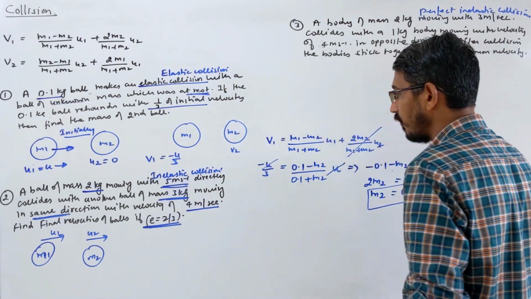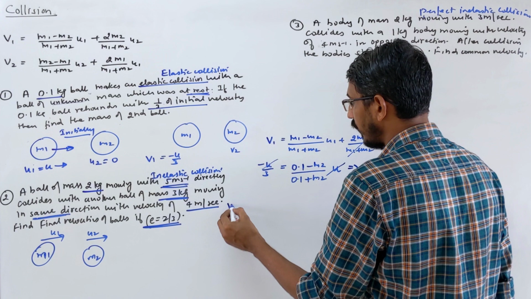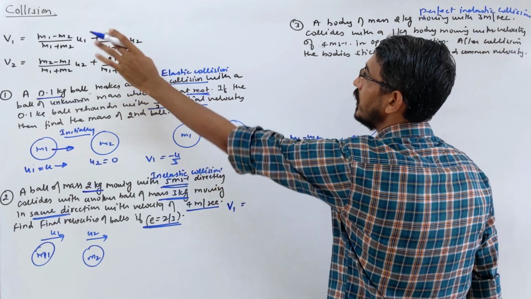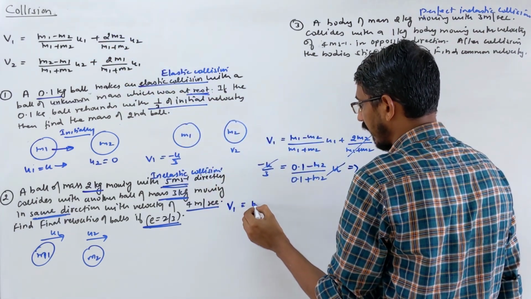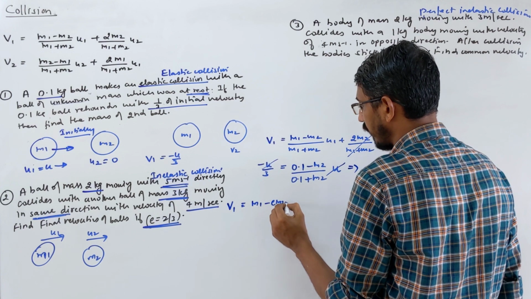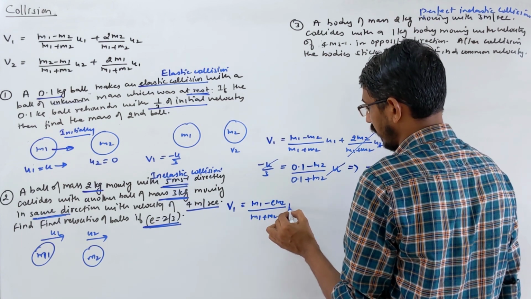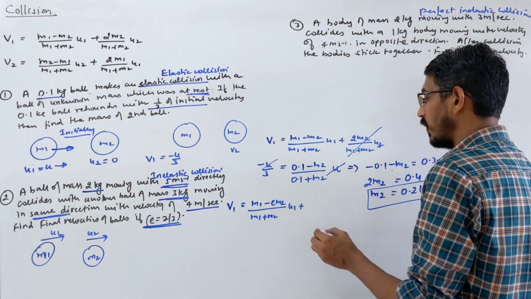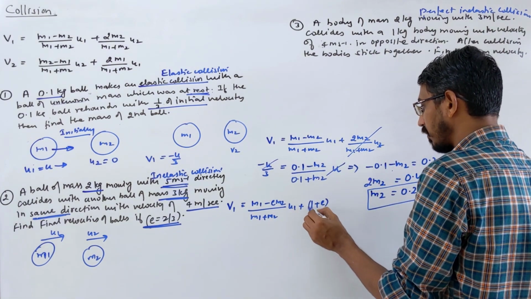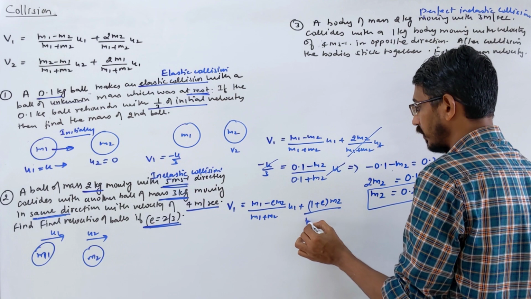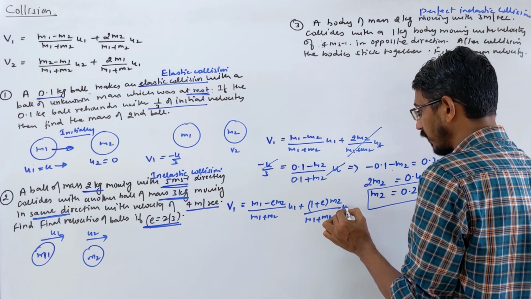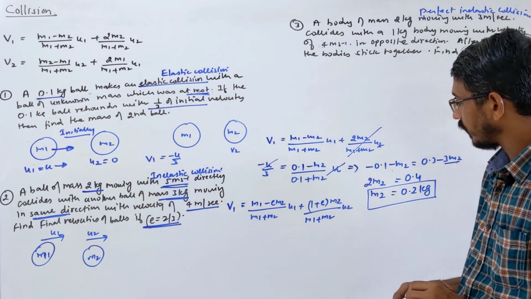So let's write the formula. What is the formula of V1? Look at this formula, only E comes in like this: (m1 minus E times m2) upon (m1 plus m2) into u1, plus (1 plus E) into m2 upon (m1 plus m2) into u2. This is the final velocity of the first ball.